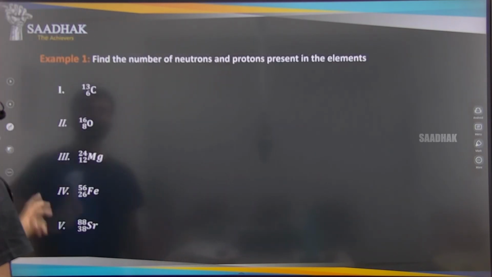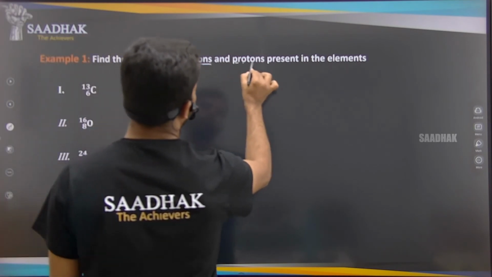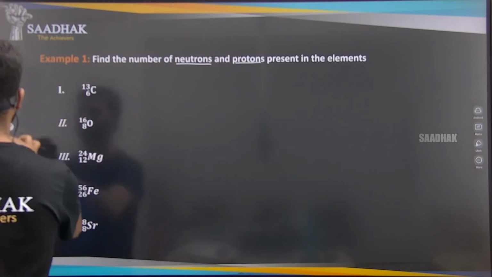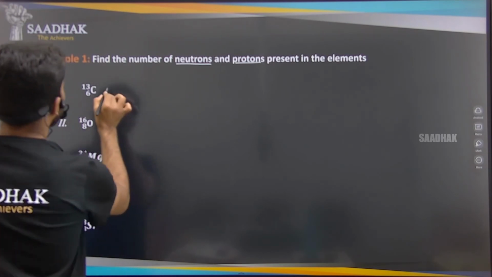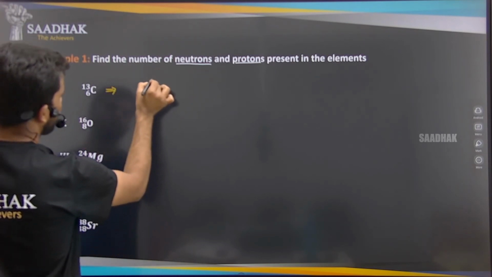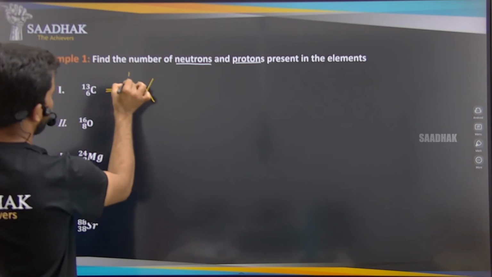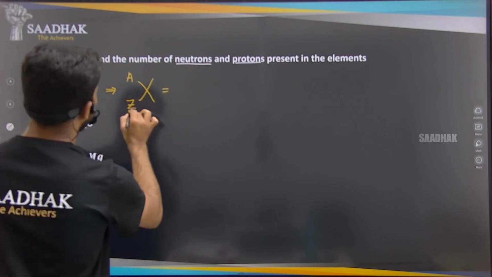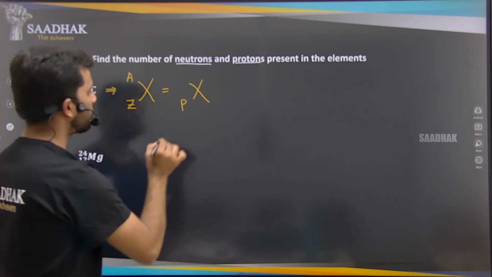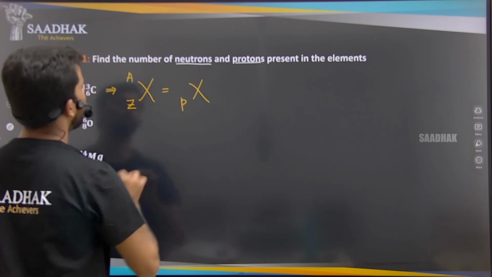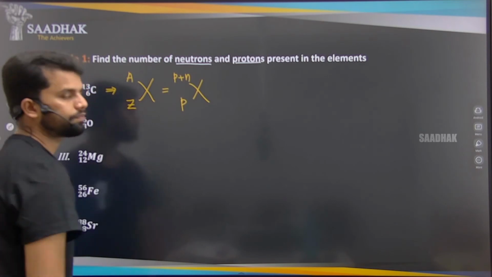Next we have an example problem. Find the number of neutrons and protons present in the element. First, let us start with the basic X. This is our Z and this is our A. This Z is nothing but the number of protons, and this A is nothing but protons plus neutrons.